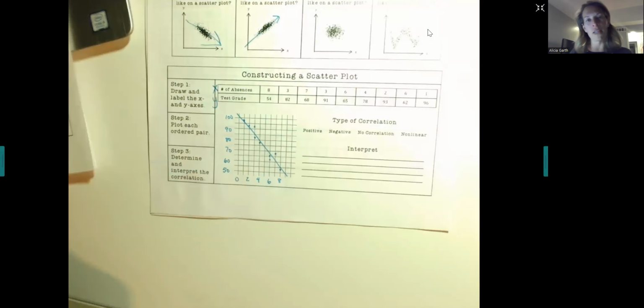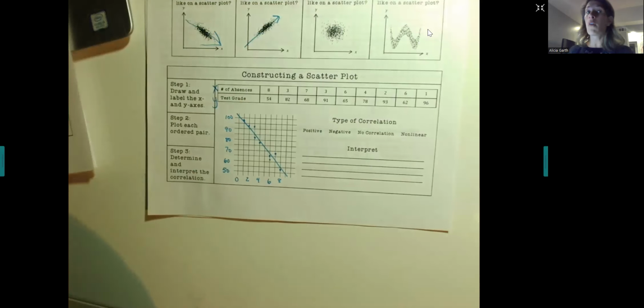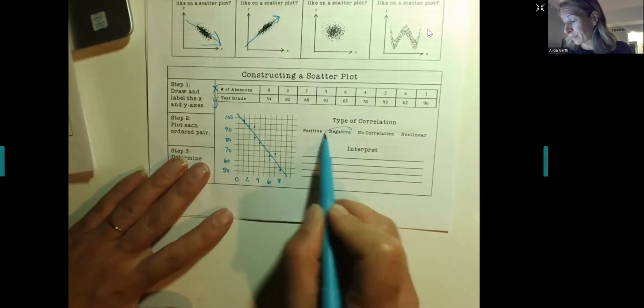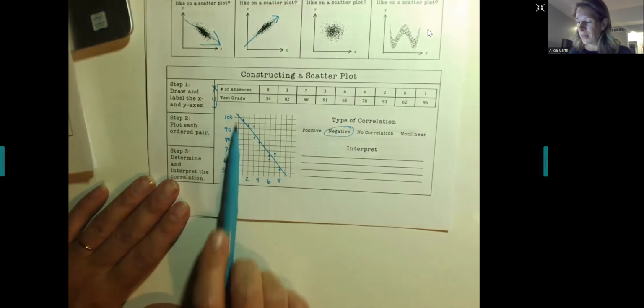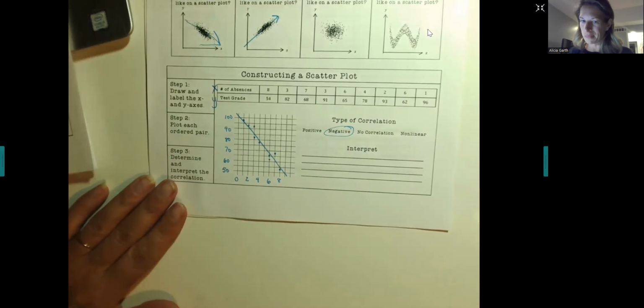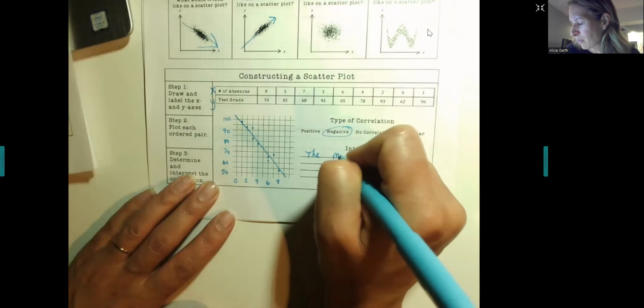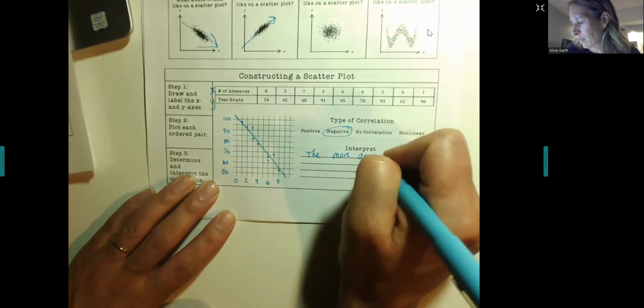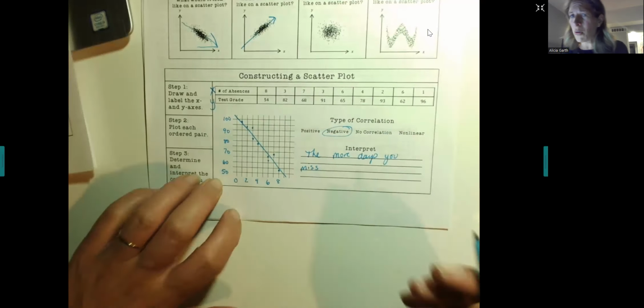Now, hopefully when you look at these dots, you notice they're trending downward. We are later in the chapter going to find a line of best fit, but that looks about approximate. So hopefully you also will be able to see that this is a negative correlation. As my x-axis went up, my y-axis went down. So our interpretation, the more days you miss, the worse your score.